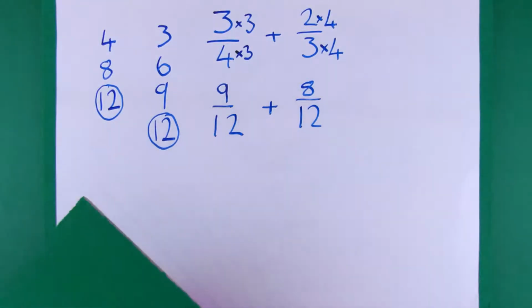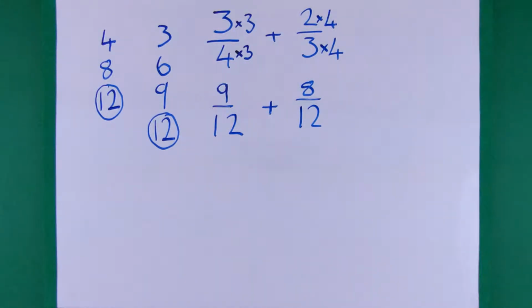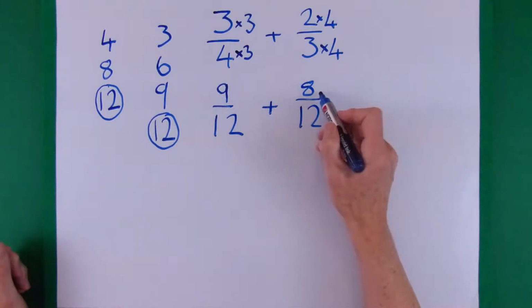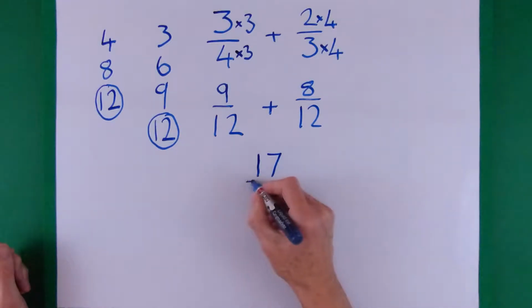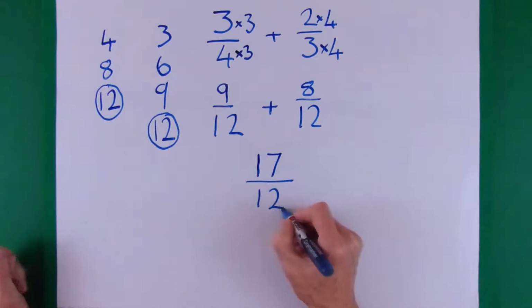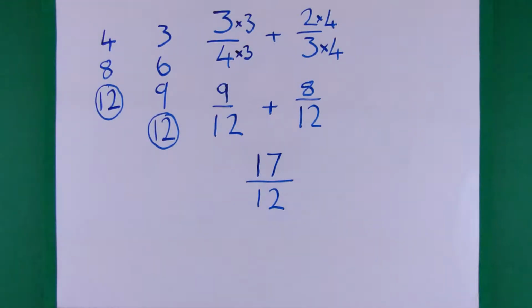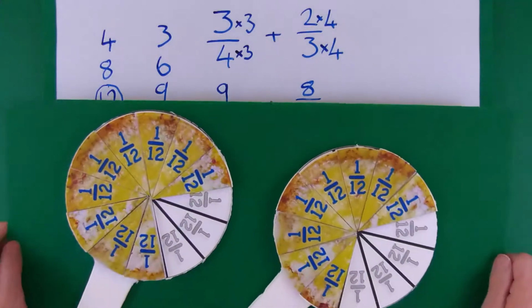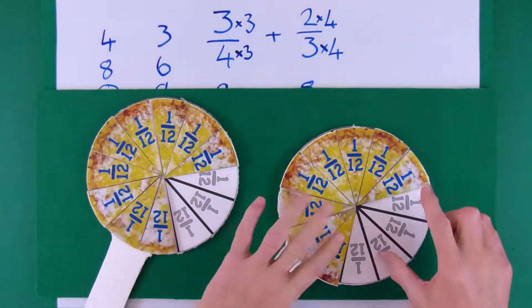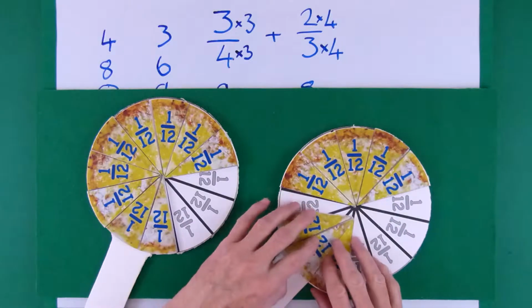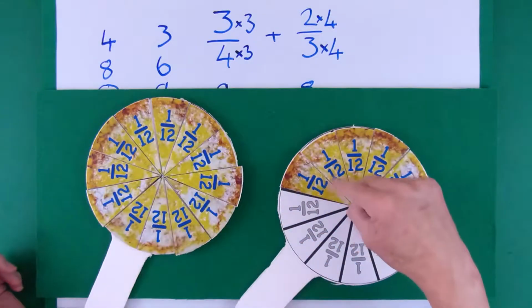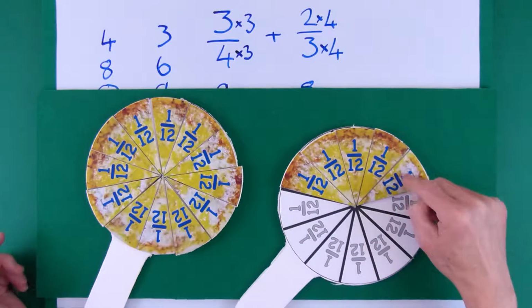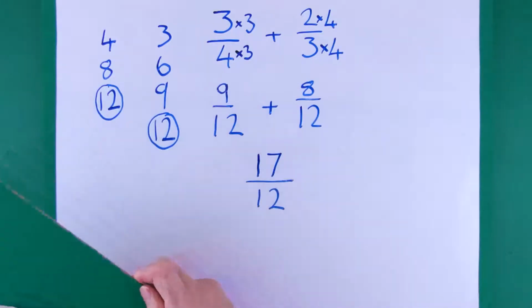So we can now look at adding them. If we have a look, we've got 9 12ths plus 8 12ths gives us 17 12ths. Looking at the pizzas, we've got the 9 12ths plus 8 12ths and gives us all together, we've got 12, 13, 14, 15, 16, 17 12ths.